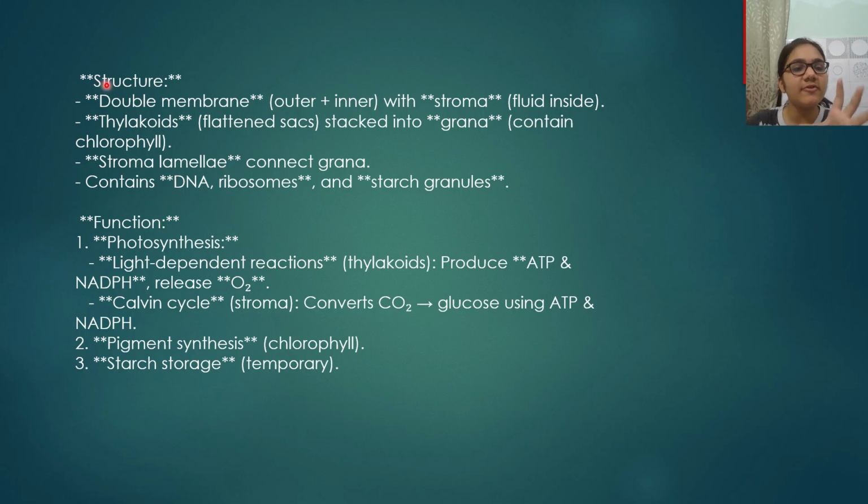If we see the structure, the double membrane is the outer plus inner with stroma fluid inside. Thylakoids are flattened sacs stacked to form grana, which contain the chlorophyll. And the stroma lamellae connect the grana; the stroma contains DNA, ribosomes and the starch granules.